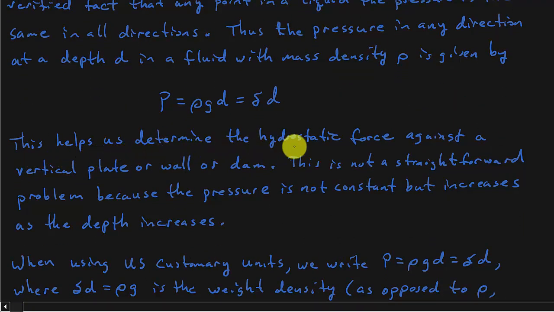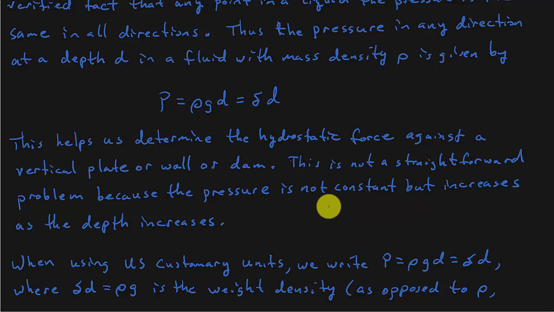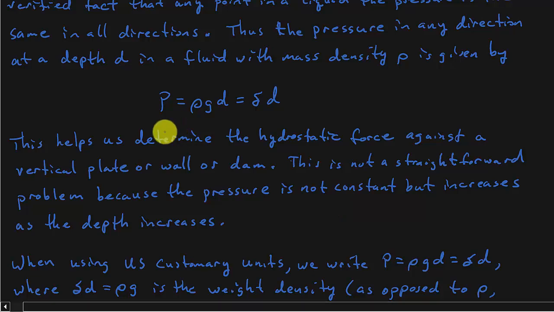This helps us to determine the hydrostatic force against a vertical plate or wall or dam. This is not a straightforward problem because the pressure is not constant but increases as the depth increases. So when you submerge that plate into water, that pressure is not the same on that entire plate. It changes the further down you go or the further up you go on that plate. The pressure at the bottom of the plate is more than the pressure towards the top of the plate.